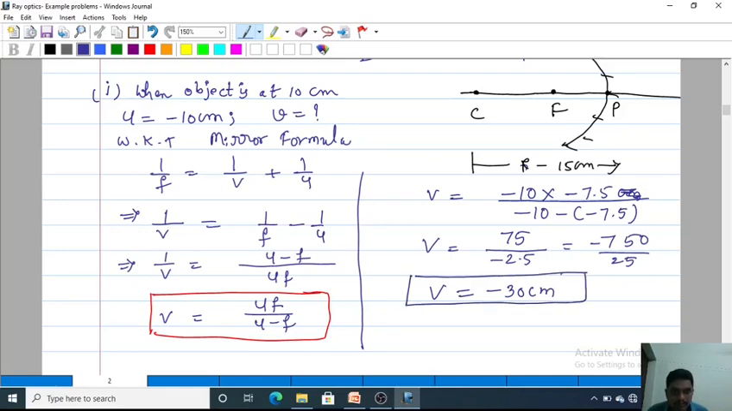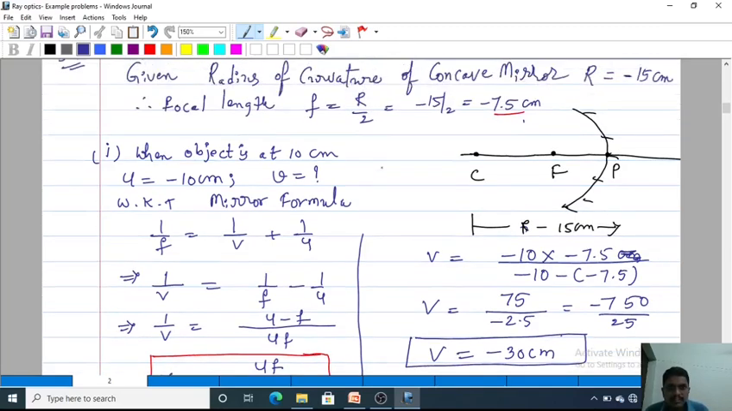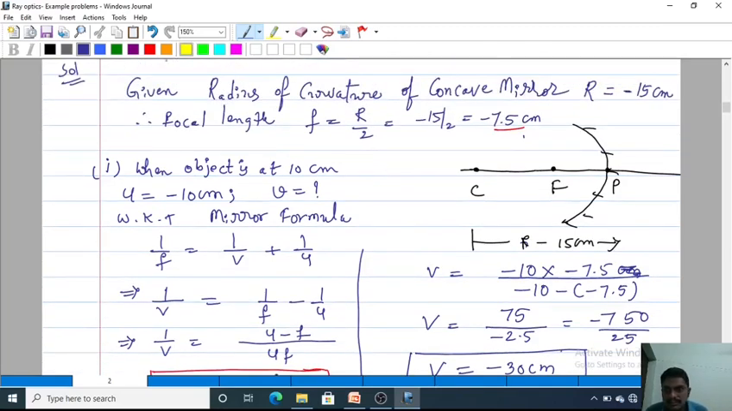This is the position of the image. Where we have placed an object at 30 centimeters, somewhere here is 15 centimeters, and the position of the center of curvature, 7.5, is somewhere here. So this is the position of the object, and we got the image of this object behind the center of curvature. This is the position of the image, v equals 30 centimeters.